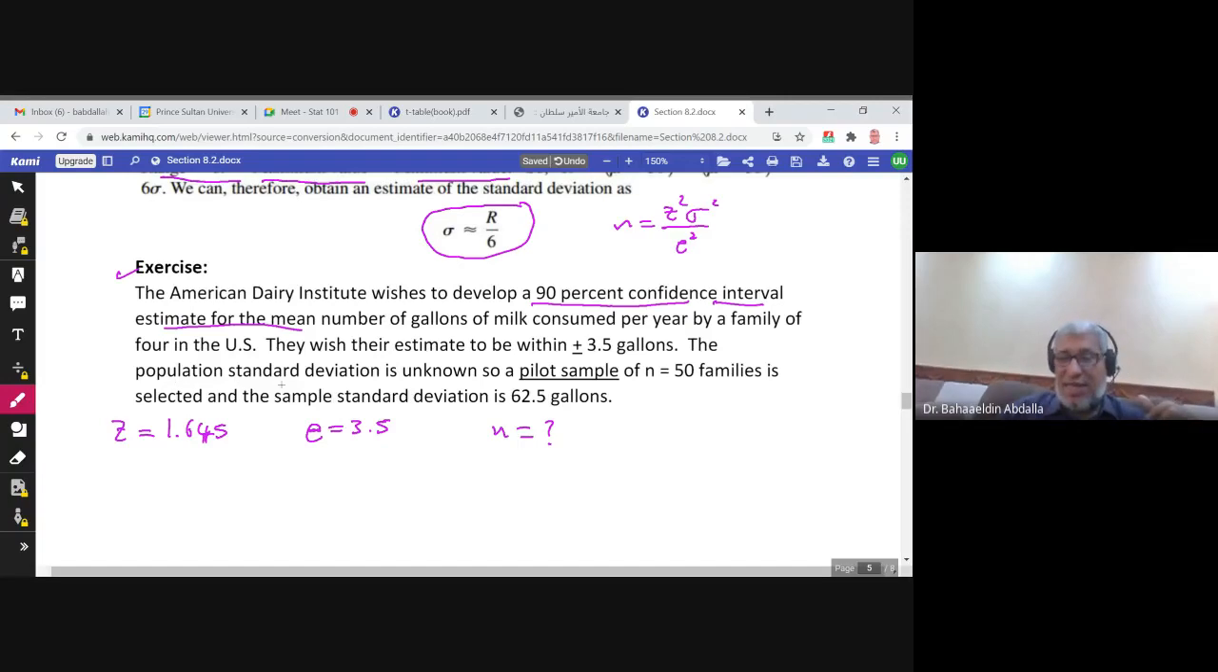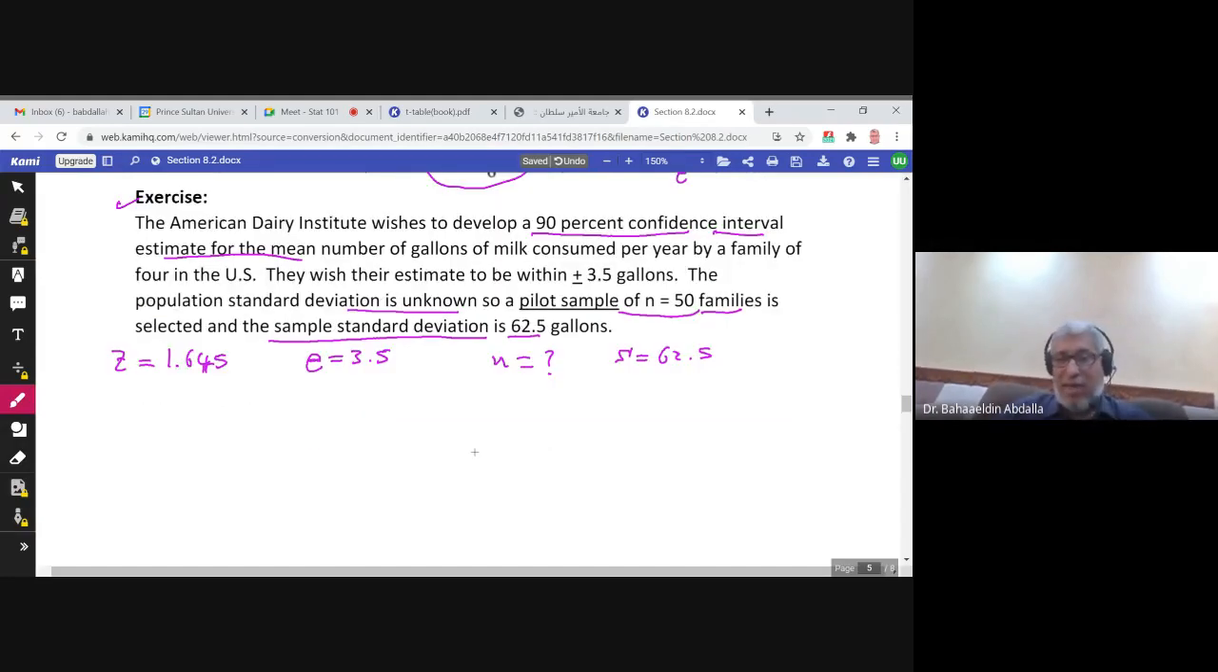The population standard deviation, sigma, is unknown. So what to do? We choose a pilot sample of N equals 50. Is this the required N? Of course not. This is the size of the pilot sample. Why do you need a pilot sample? I need it to find the sample standard deviation. So I choose 50 families, and I find the standard deviation. It is 62.5. So this is S. S is 62.5. Now I have S. I can use it in the formula to find N.